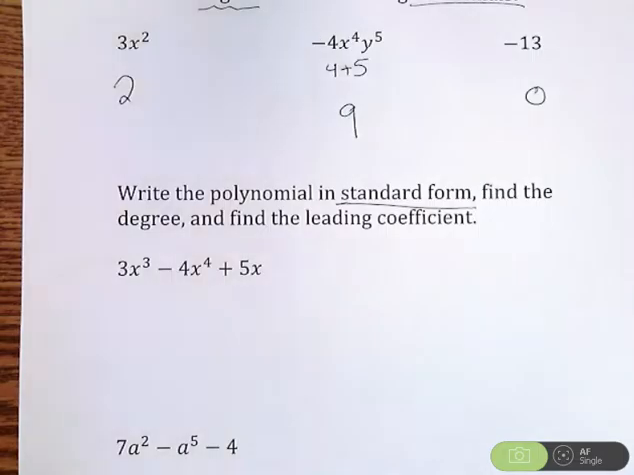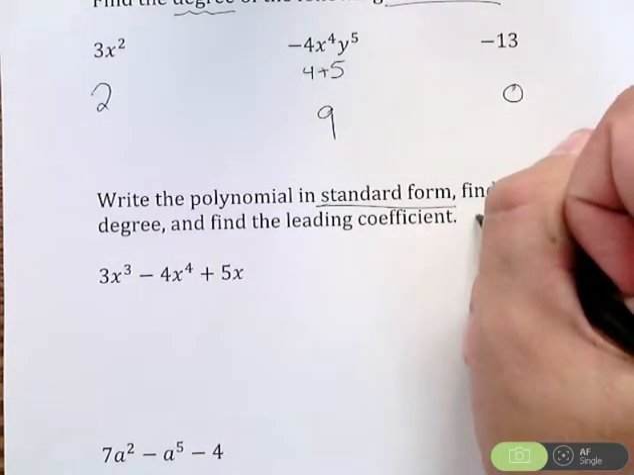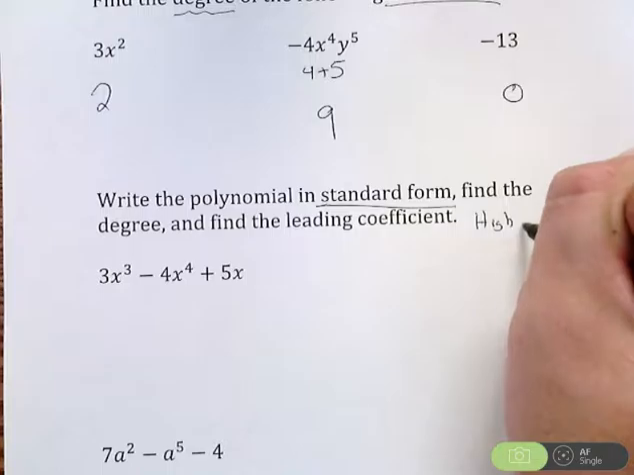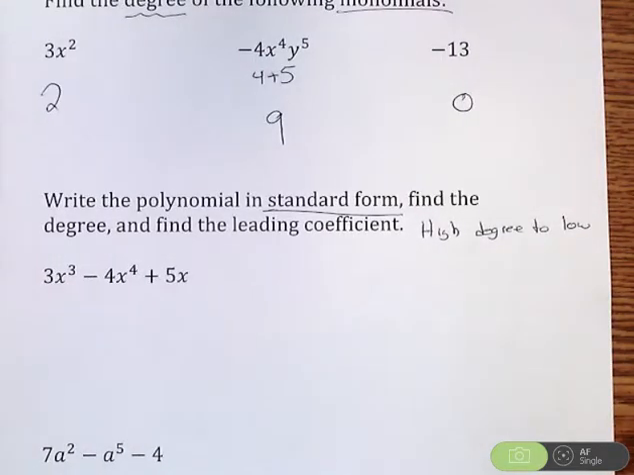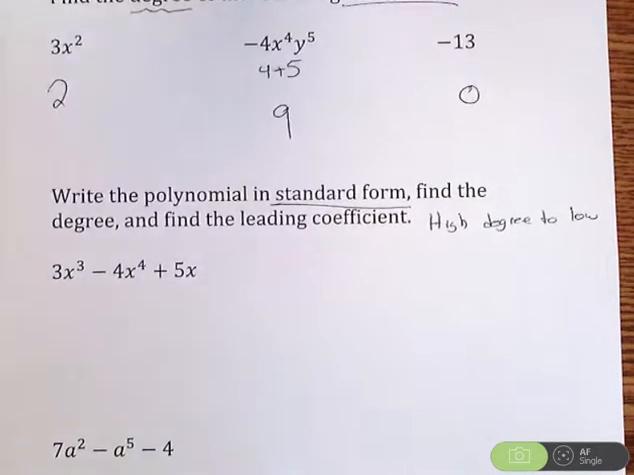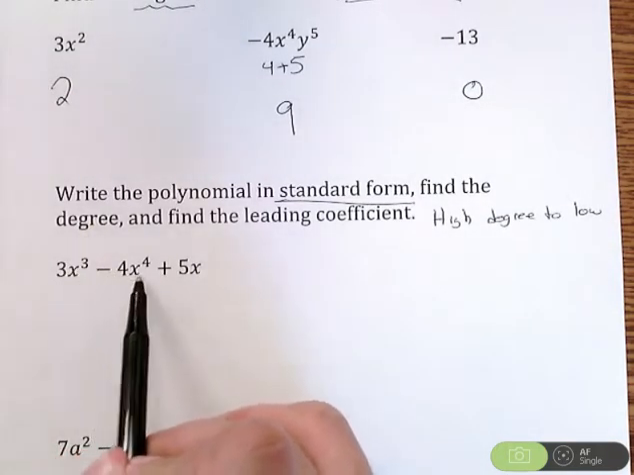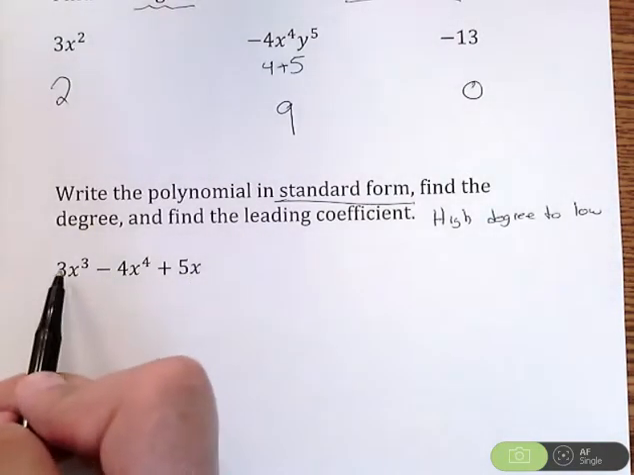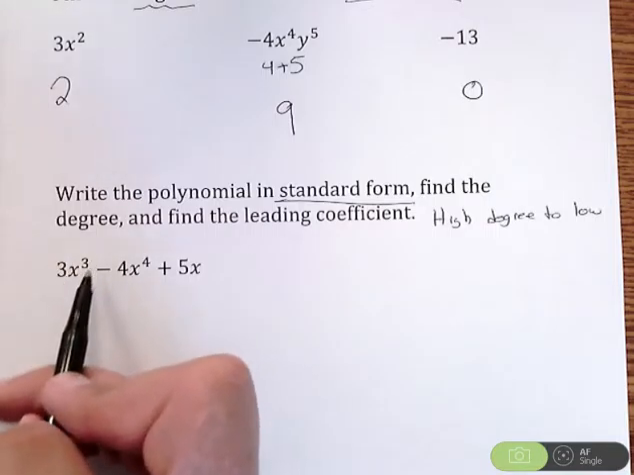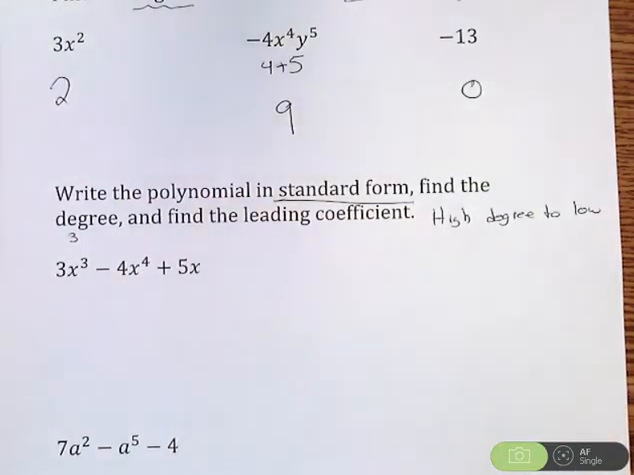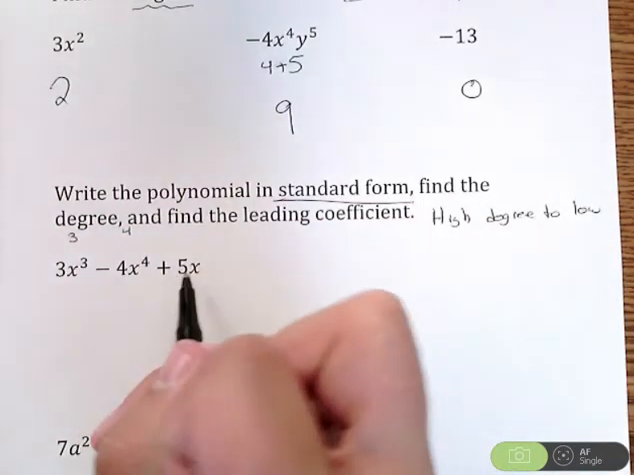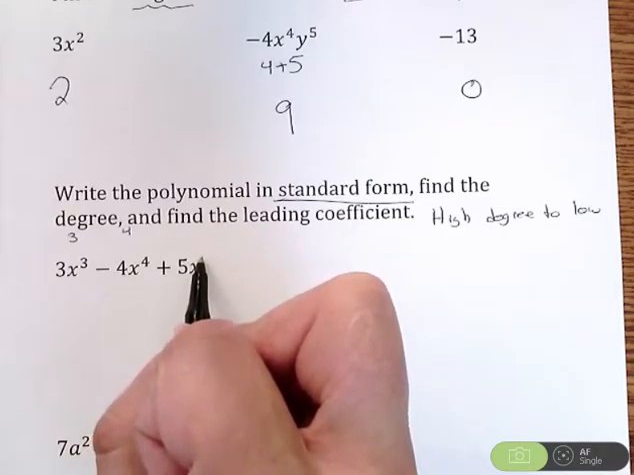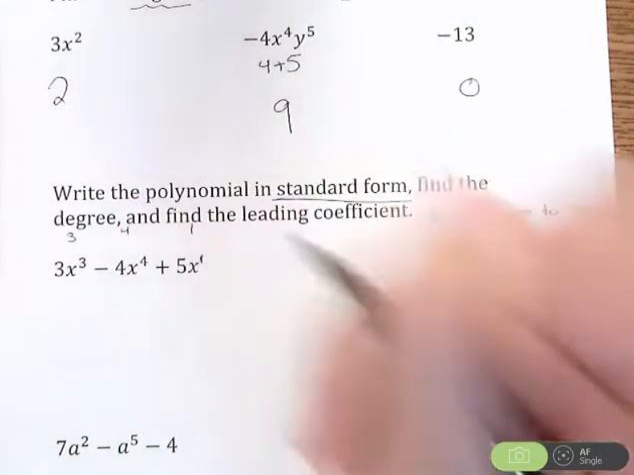So if we want standard form, what you need to do is go from highest degree to low. We're going to go from the highest degree to the lowest degree. So let's start with that in this first example. I have 3x to the third minus 4x to the fourth plus 5x. So the degree on this first monomial here, 3x to the third, that is a degree of 3. Minus 4x to the fourth, the degree there is going to be 4. And 5x, that's like x to the first power, so the degree there is 1.